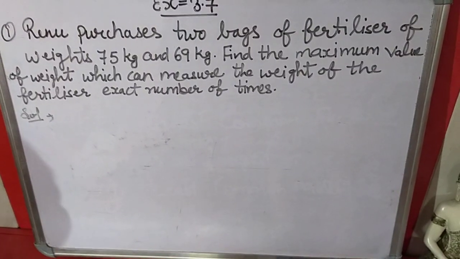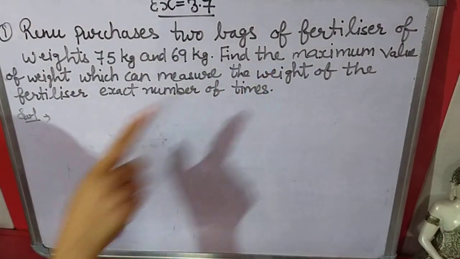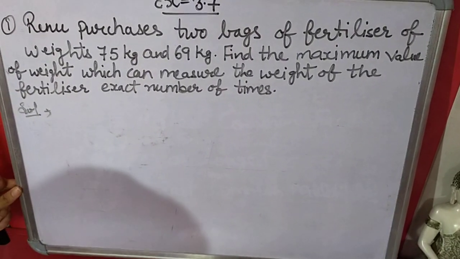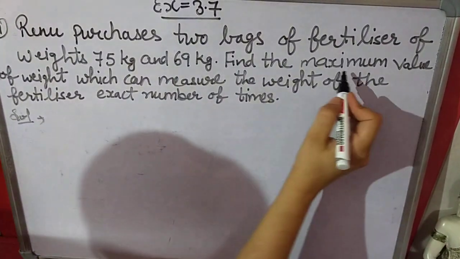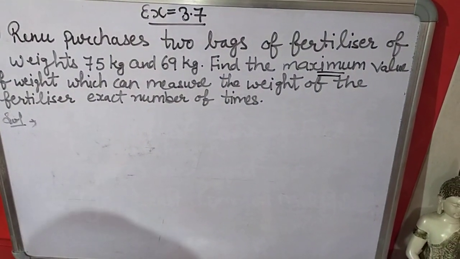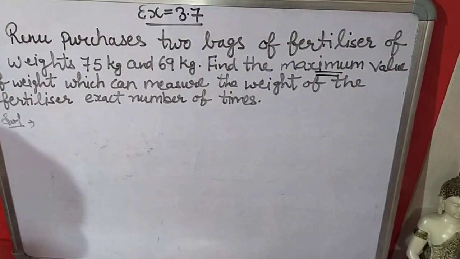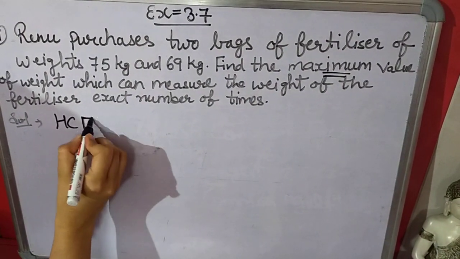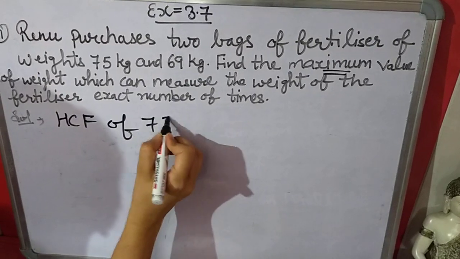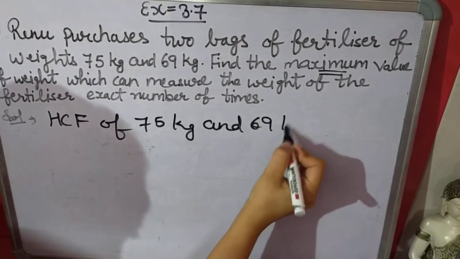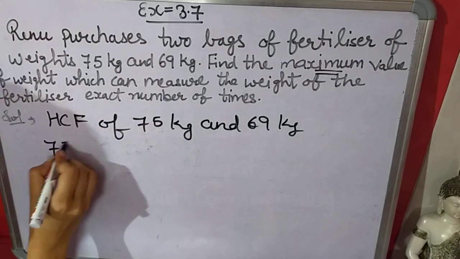Now the first question is, Renu purchases 2 bags of fertilizer of weight 75 kg and 69 kg. Find the maximum value of weight which can measure the weight of the fertilizer an exact number of times. So he is asking for maximum. So we will find HCF of 75 kg and 69 kg.